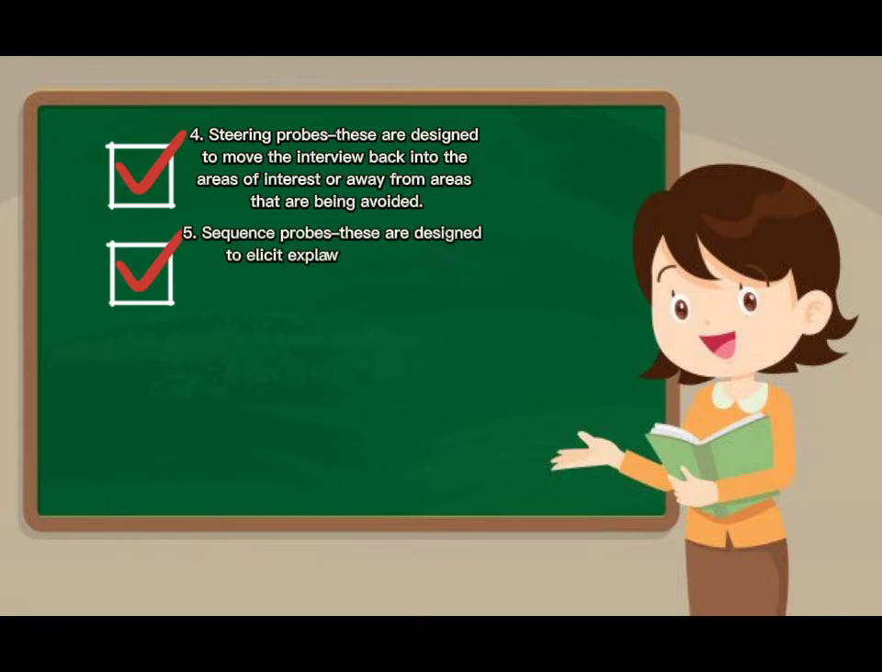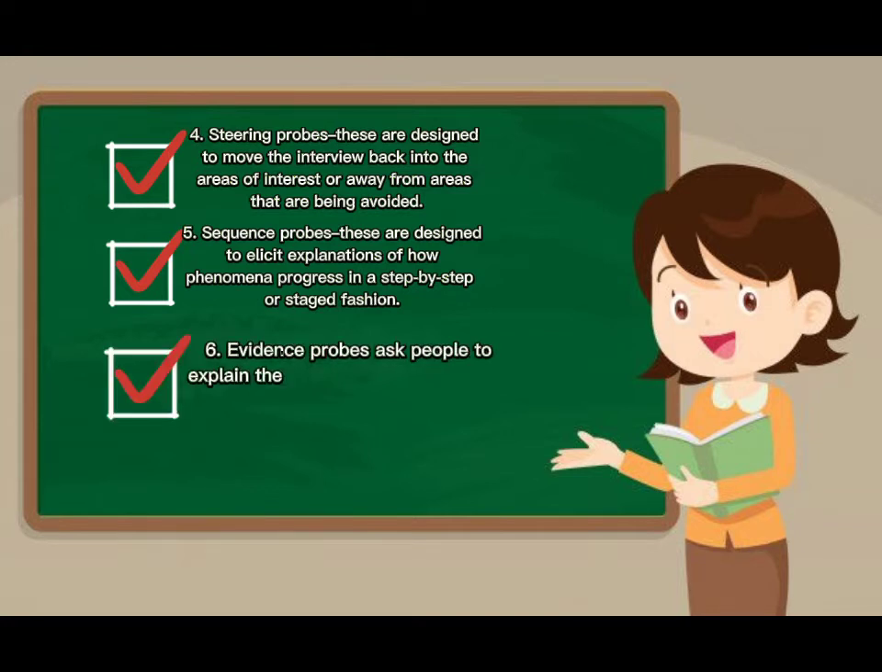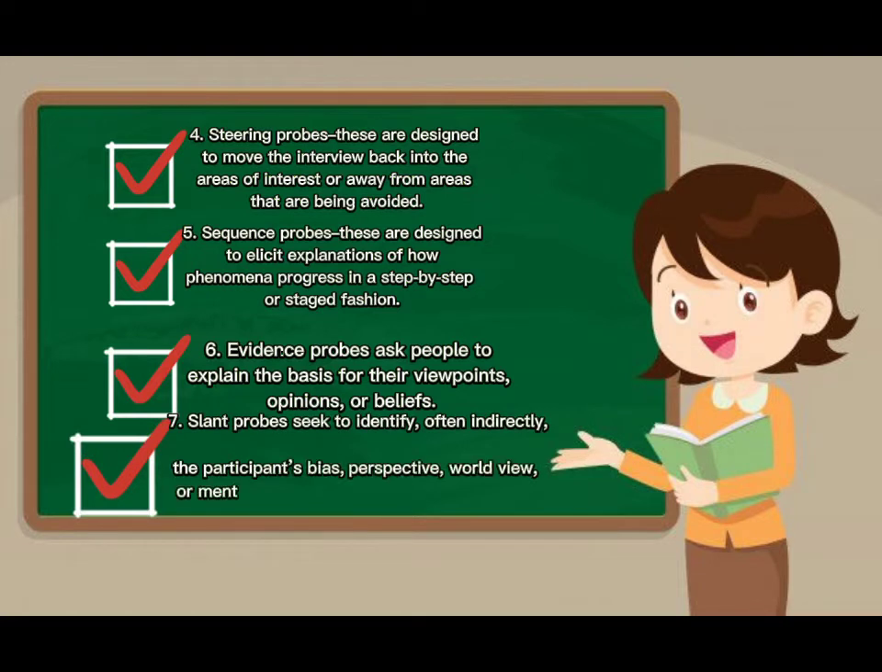5. Sequence probes. These are designed to elicit explanations of how phenomena progress in a step-by-step or staged fashion. 6. Evidence probes ask people to explain the basis for their viewpoints, opinions, or beliefs. 7. Slant probes seek to identify, often indirectly, the participant's bias, perspective, worldview, or mental model of a phenomenon.